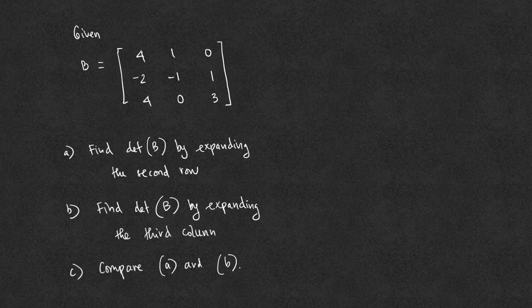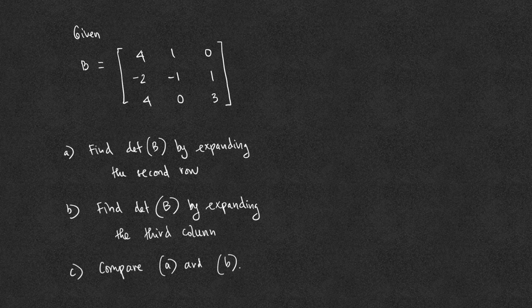Given a 3 by 3 matrix, the first row is 4, 1, 0, the second row is -2, -1, 1, and the third row is 4, 0, 3. Find the determinant of the matrix by expanding the second row. Then find the determinant again by expanding the third row and compare the two.